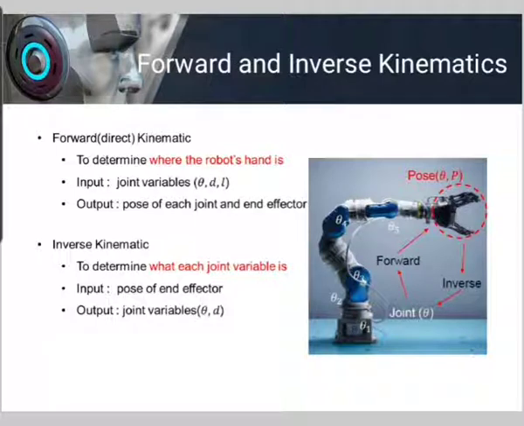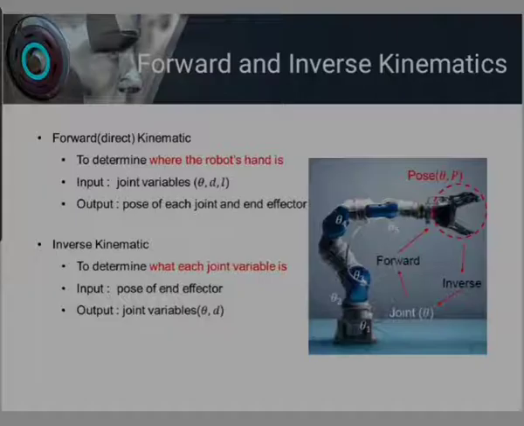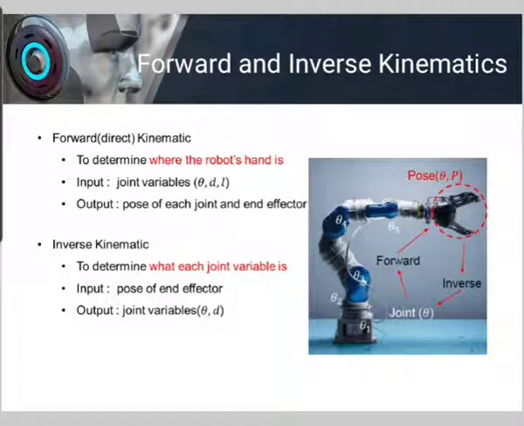The forward kinematics, that is direct kinematics, is to determine where the robot's hand is. The diagram for this is shown here, with theta, d and l. Theta is the pose, and inverse kinematics is to determine what each joint variable is.